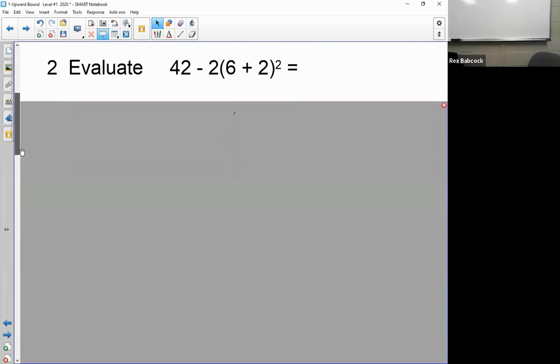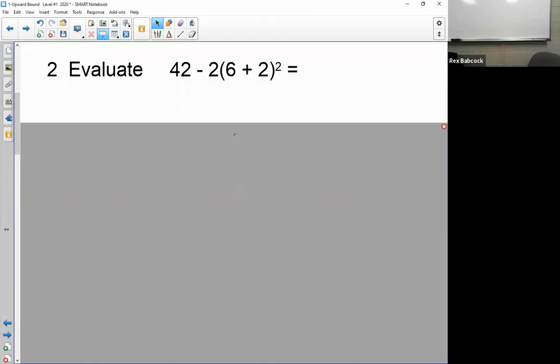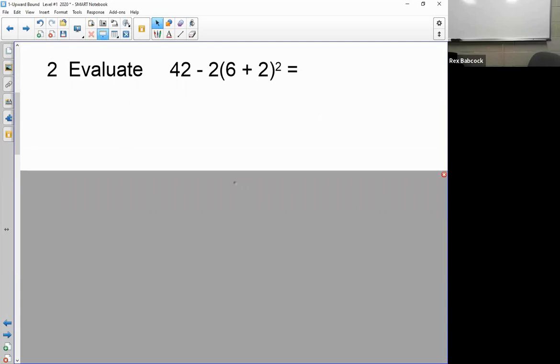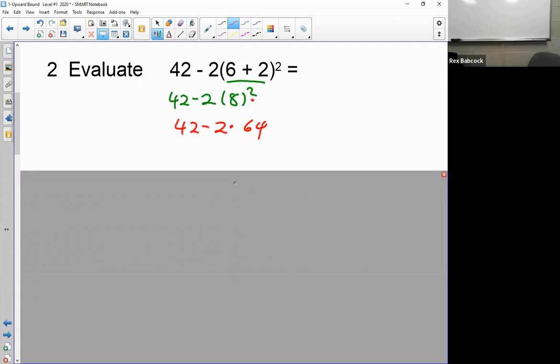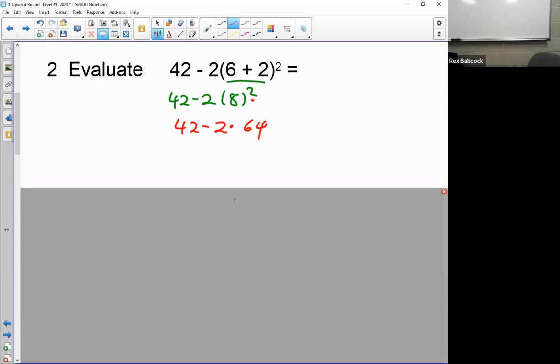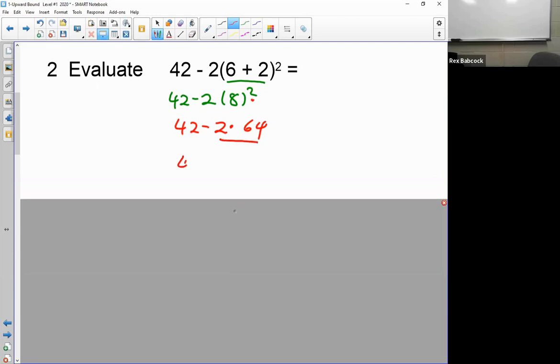Evaluate. Remember PEMDAS, order of operations? What's the first thing you do in this, in order of operations? Parentheses, I would do that first. I would say 42 minus 2 times 8 squared. Then what? Well, you do the exponent. So you have 42 minus 2 times 64. Then what? You'd multiply right here. So I'd have 42 minus 128.